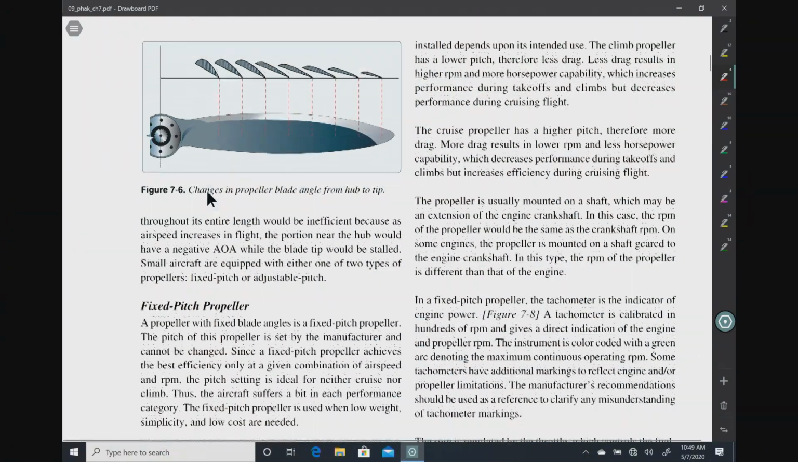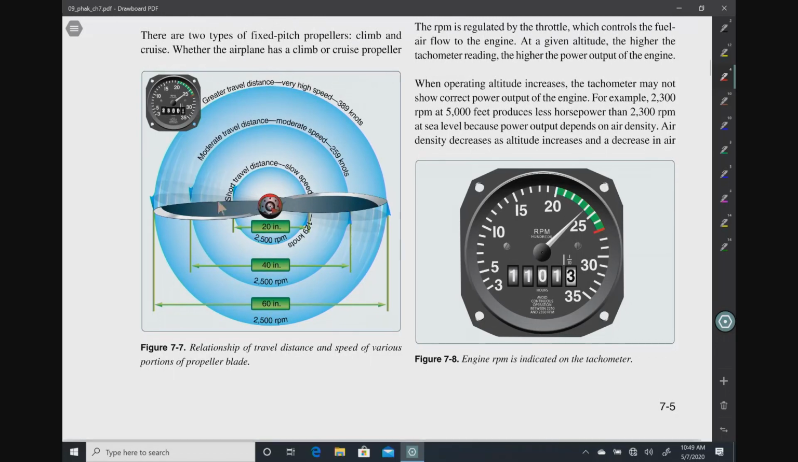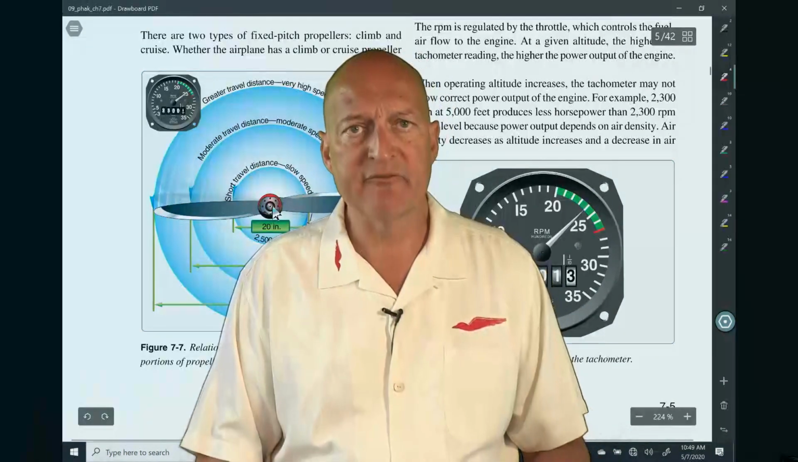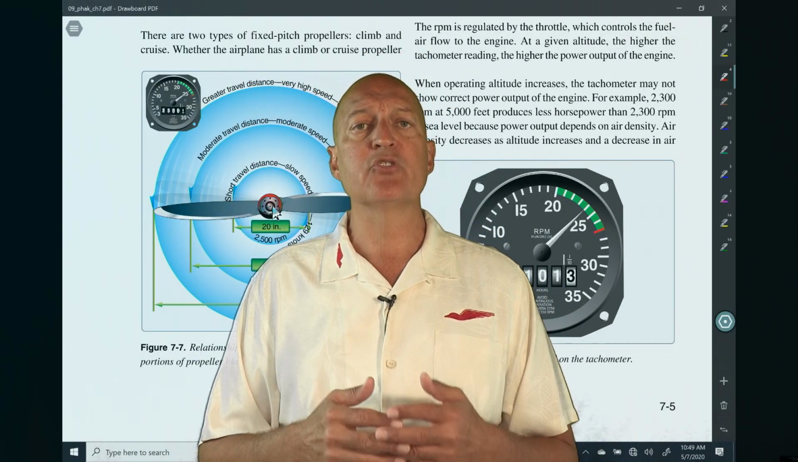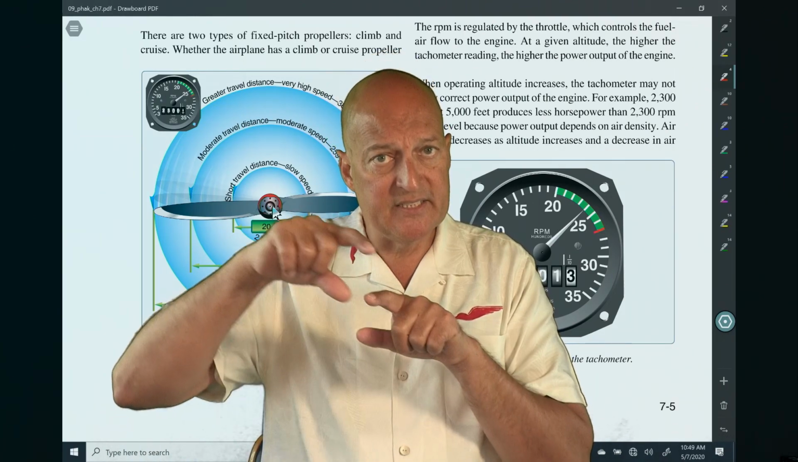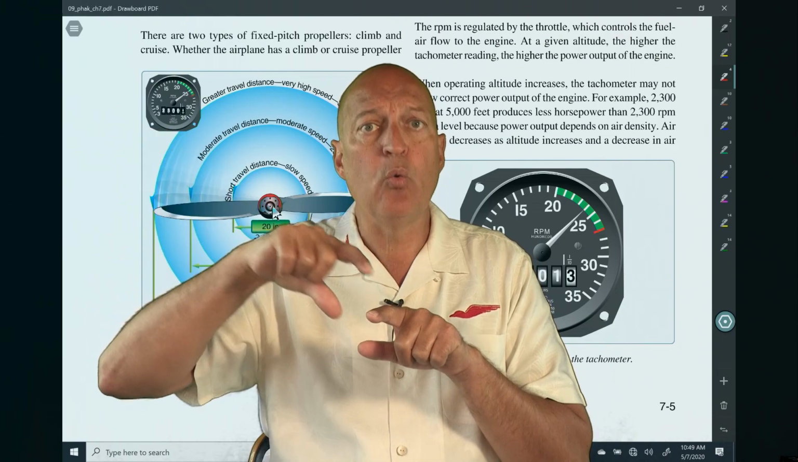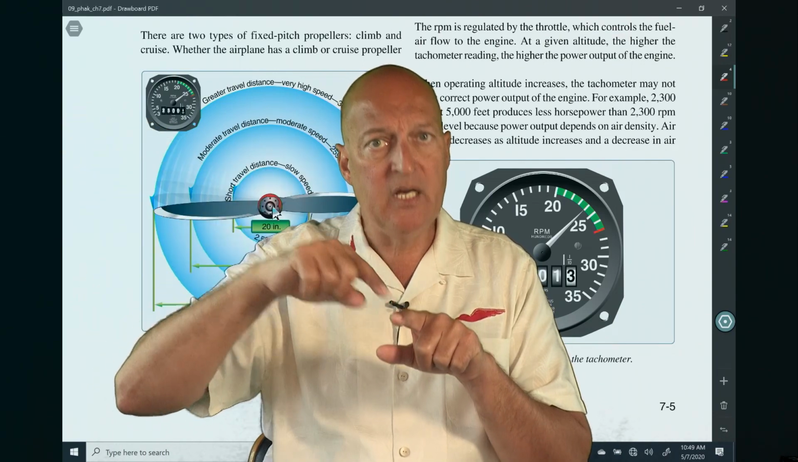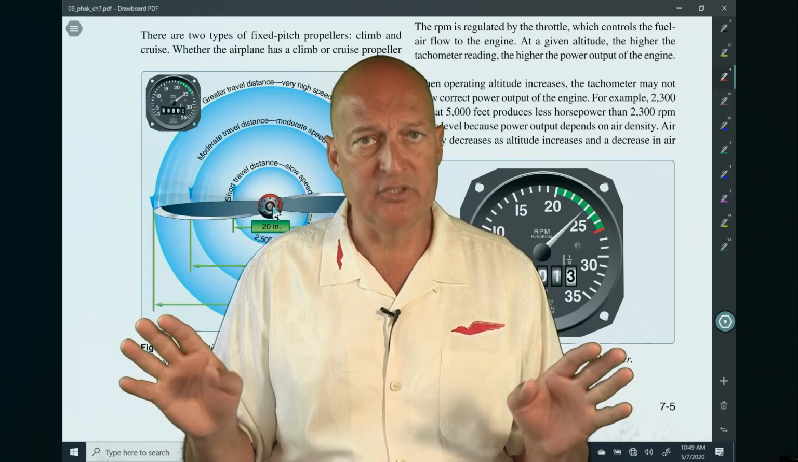If you look down a little bit further here at figure 7.7, you'll see exactly what I mean. So understand that you have a propeller, and that propeller can come in a couple different flavors. One is something that we refer to as a fixed pitch propeller. A fixed pitch propeller has the same twist all the way through the blade from the hub all the way to the tip. It doesn't change.